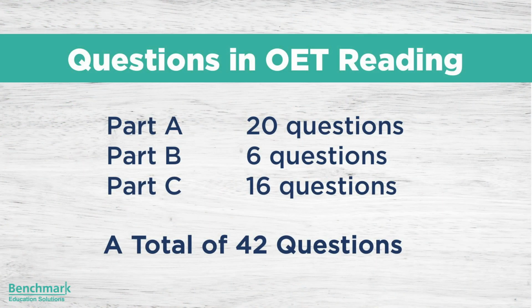You've completed reading Part A. After you've completed Part A, put it out of your mind. Don't let it distract you from completing Parts B and C. Altogether, there are 20 questions in OET Reading Part A, 6 questions in OET Reading Part B, and 16 questions in OET Reading Part C. That's a total of 42 questions.